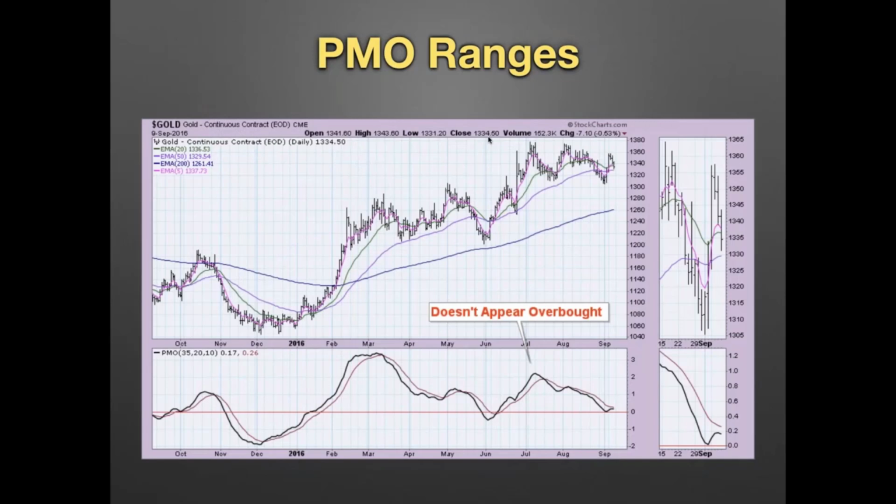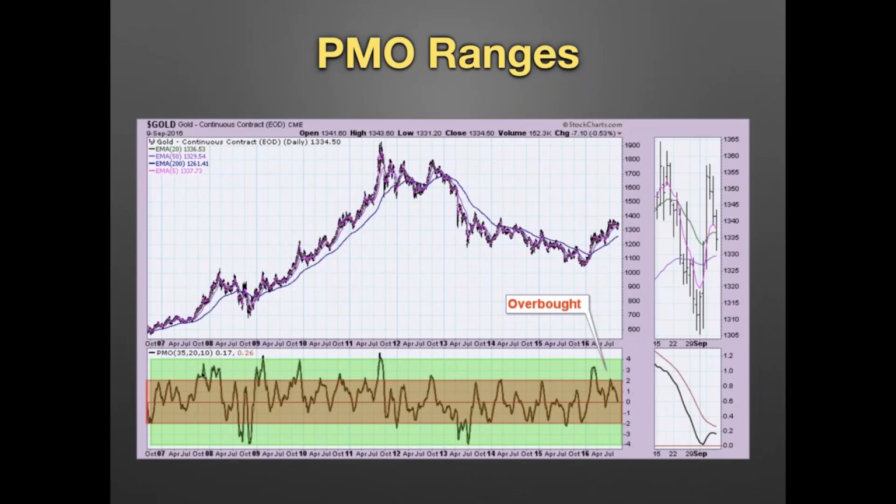There's the PMO ranges. So like I said, with the PMO, you can do overbought and oversold readings. The best way though is to look at whether the range is telling you whether you're overbought or oversold. In this case, when we look at this chart, it looks very much like the PMO is overbought right here, or it doesn't appear that it's overbought because we've had higher readings. So you're like, well, it's not that overbought, so I'm not going to be so concerned. But if you go back and look at the PMO range, it's actually sitting at the top of its range.